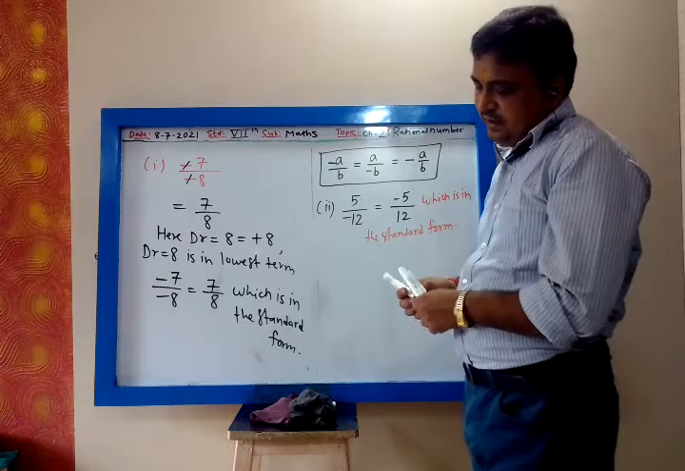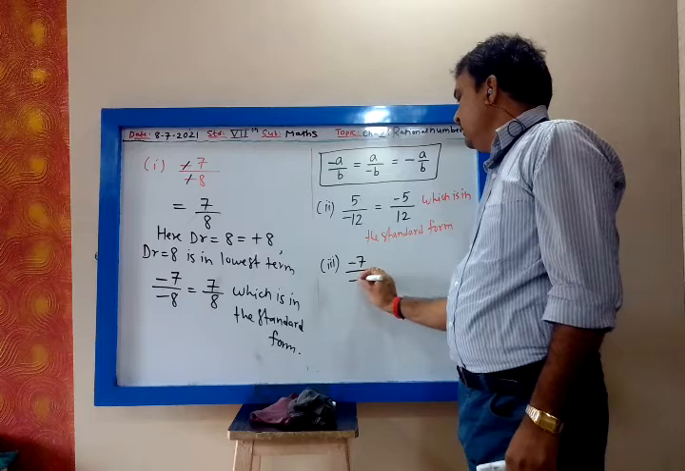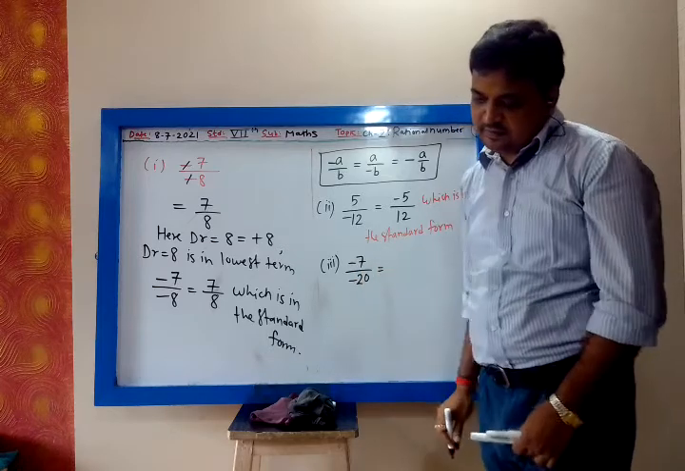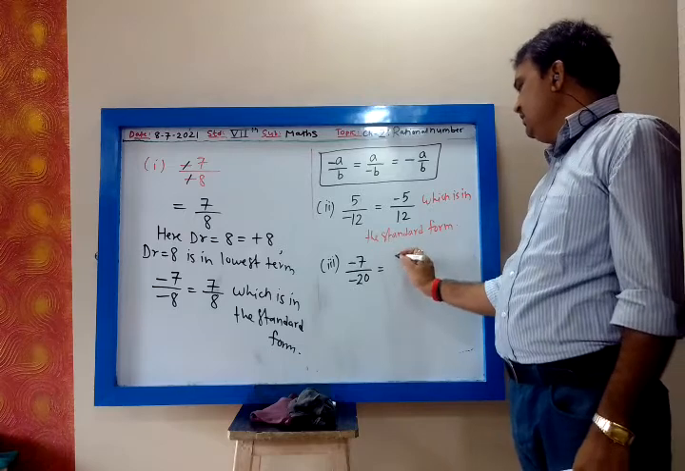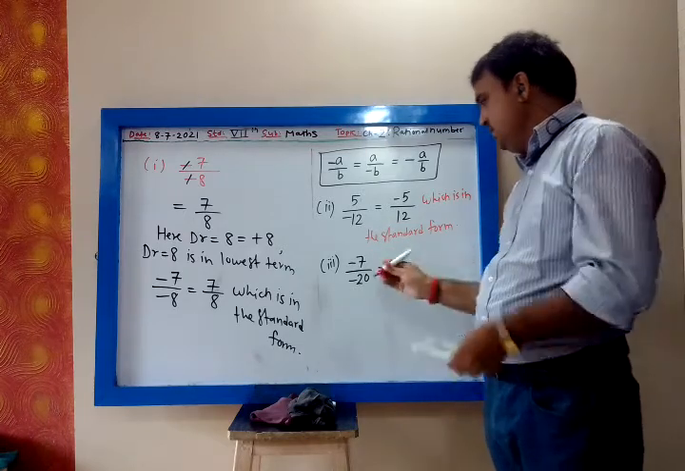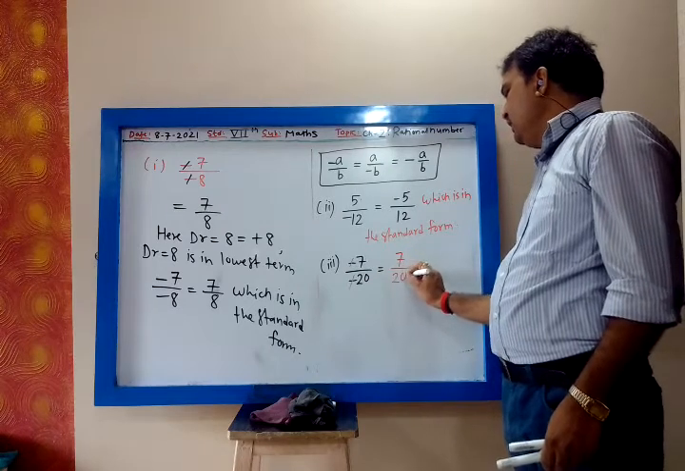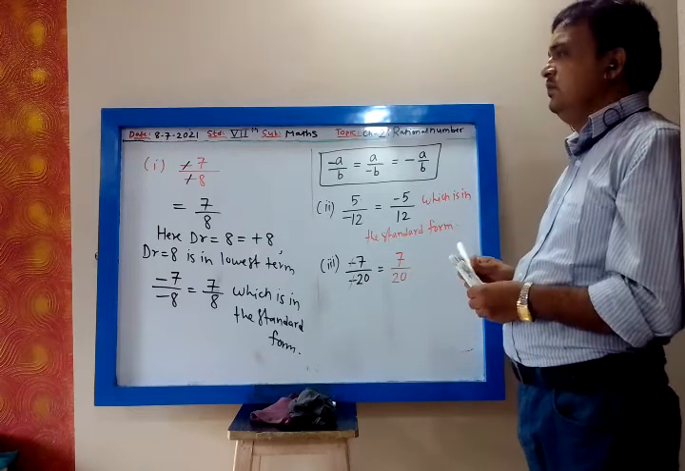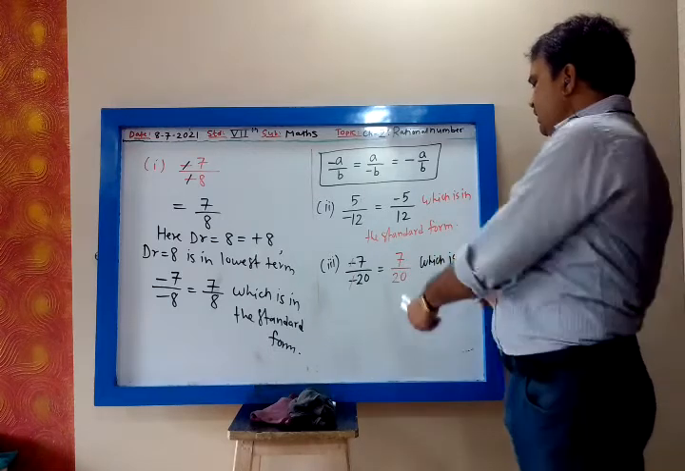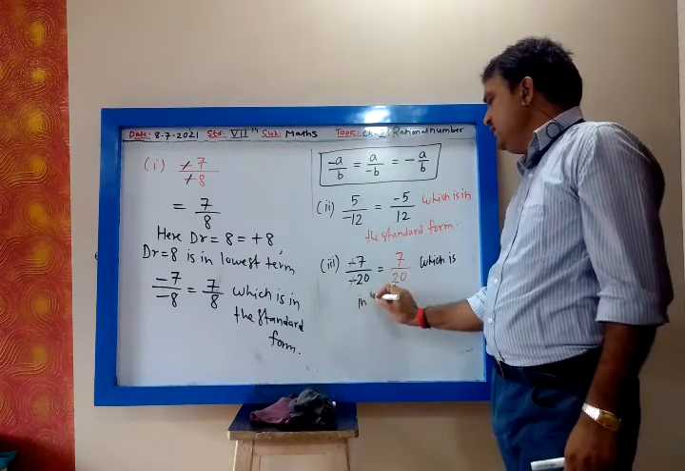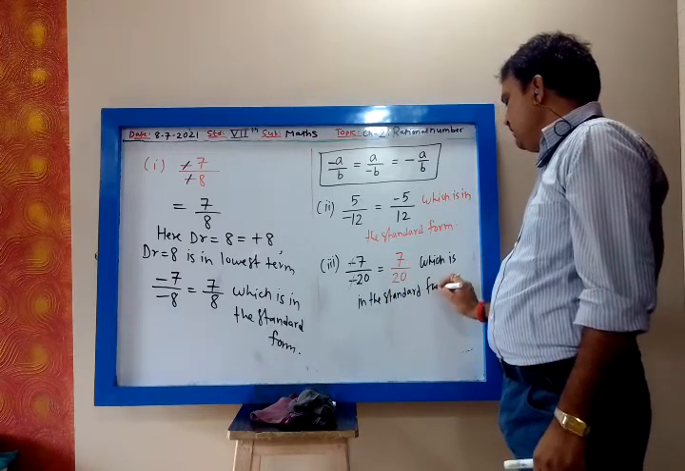Then third, minus 7 upon minus 20. Yes. What can you do? The minus you can cancel, that is 7 upon 20. Can you cancel 7 and 20? No. So which is in the standard form, because the denominator 20 is positive and the denominator cannot be cancelled further.